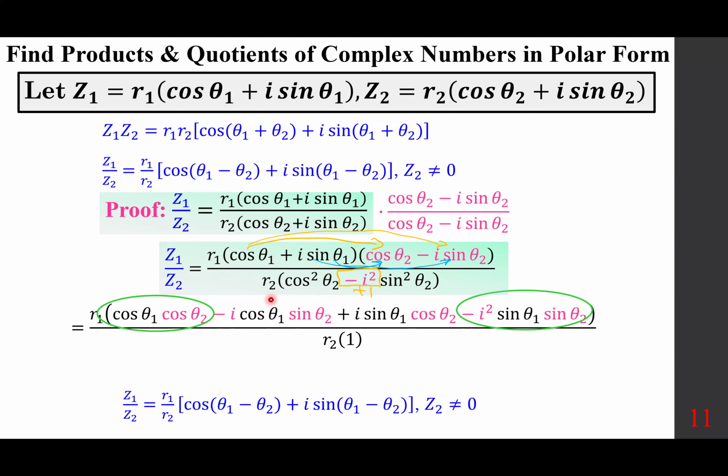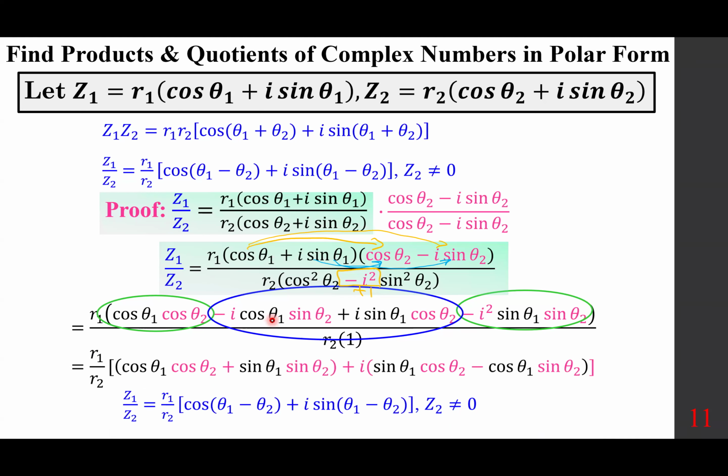When we put these two together, this is plus i times this, and this is minus. So notice how we do that. When we put these two together, we take the plus i out. So this remains with this one, and this is minus cosine theta 1, sine theta 2. So again, these two come together: cosine alpha cosine beta plus sine alpha sine beta. This is cosine of theta 1 minus theta 2.